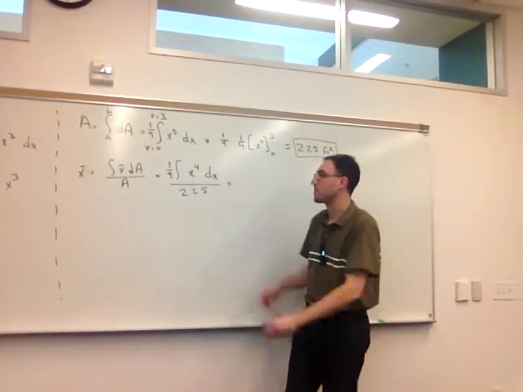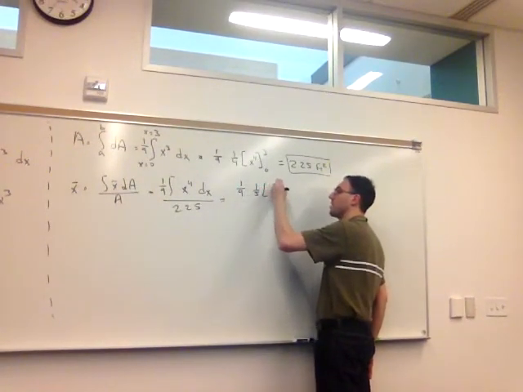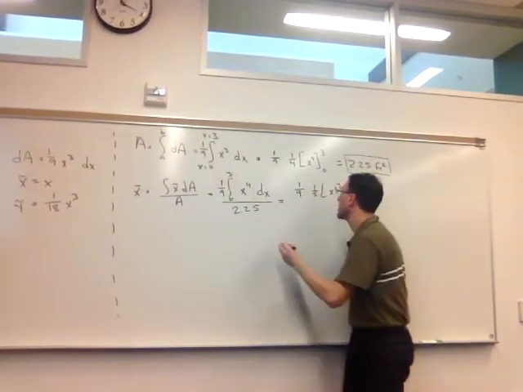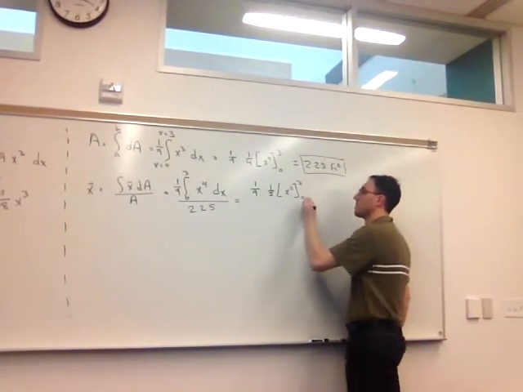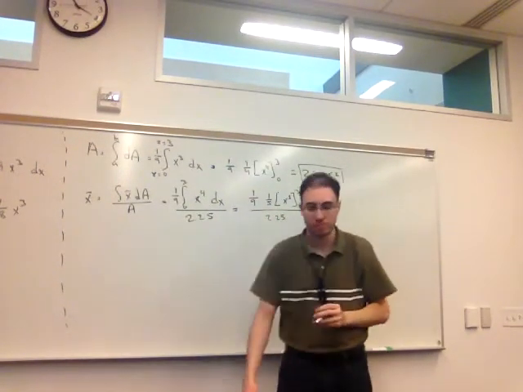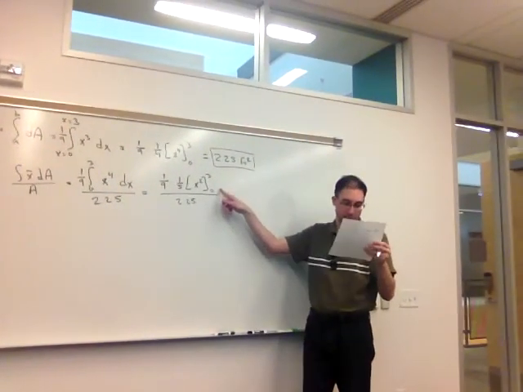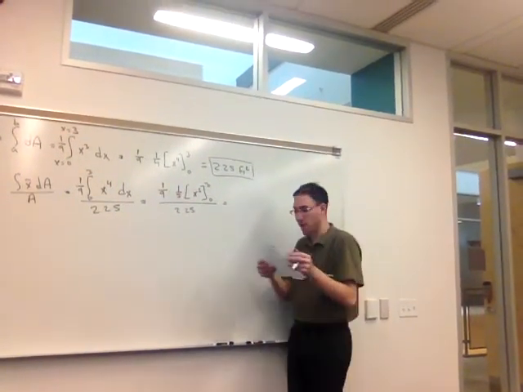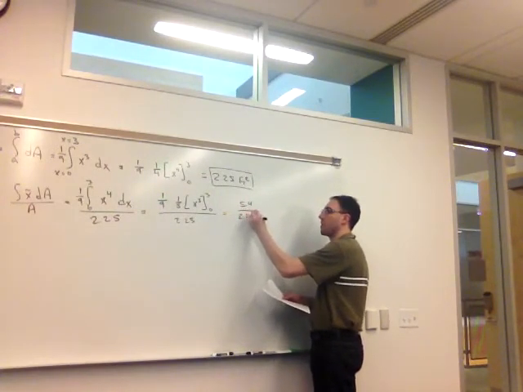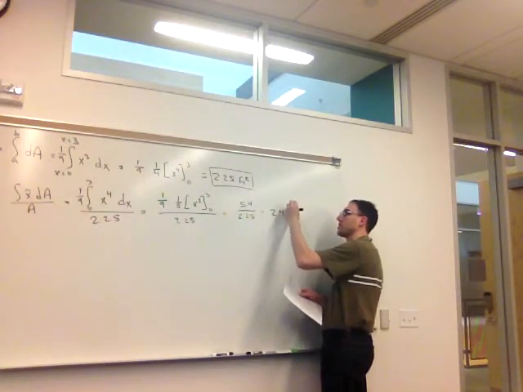I can now find the antiderivative of this, so it's going to be 1/9 times 1/5 times x to the 5th, evaluated, oops, the bounds here are still 0 to 3. Evaluating this at 3, evaluating at 0, we get that the numerator is 5.4 over the 2.25. So the x bar value is 2.4 feet.